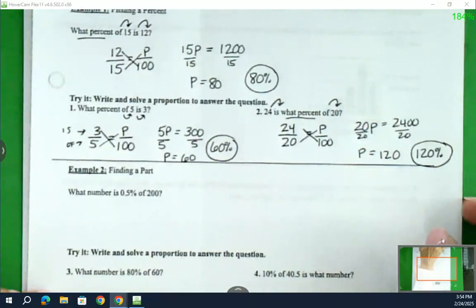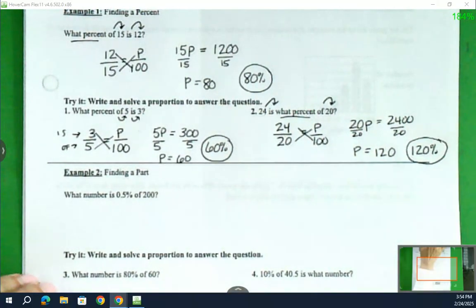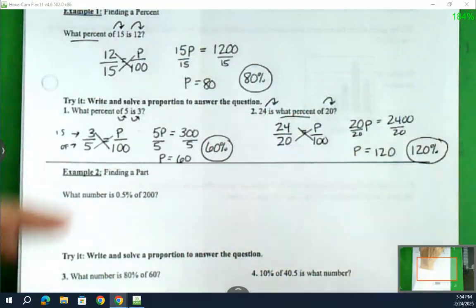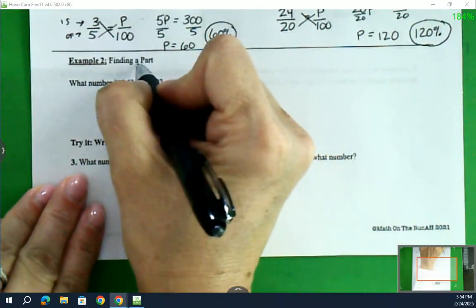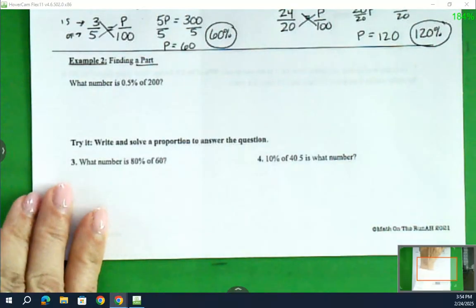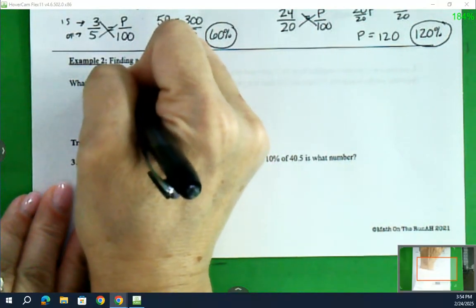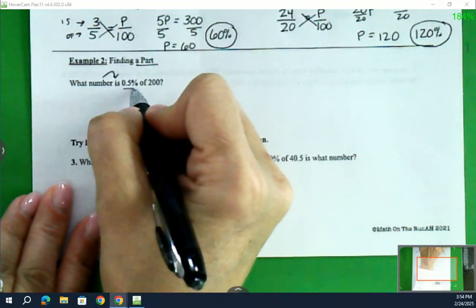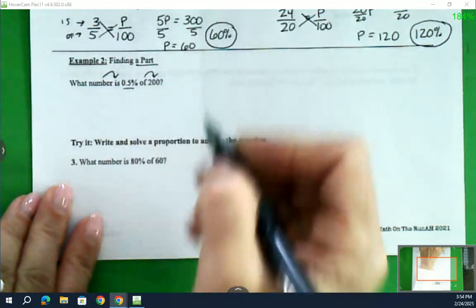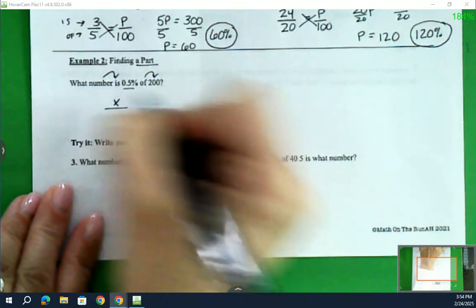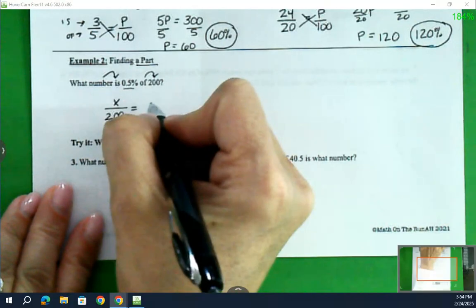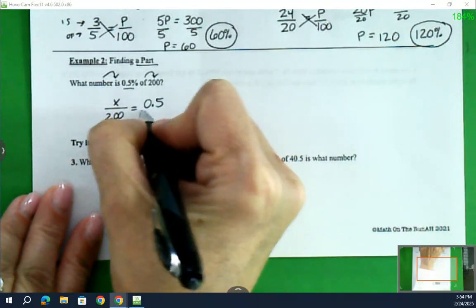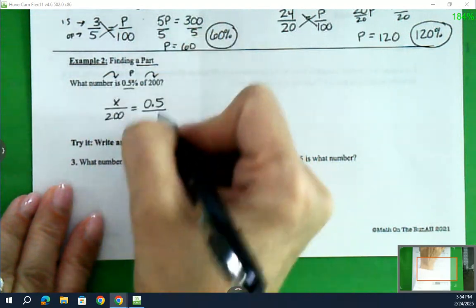Okay, but sometimes you're given the percent and you have to figure out the part or the whole. Your is over of. So in this next example, we are finding a part. What number is 0.5% of 200? So we don't know our is. We know it's out of 200. And we're given a percent of 0.5. So that's going to be our P out of 100.